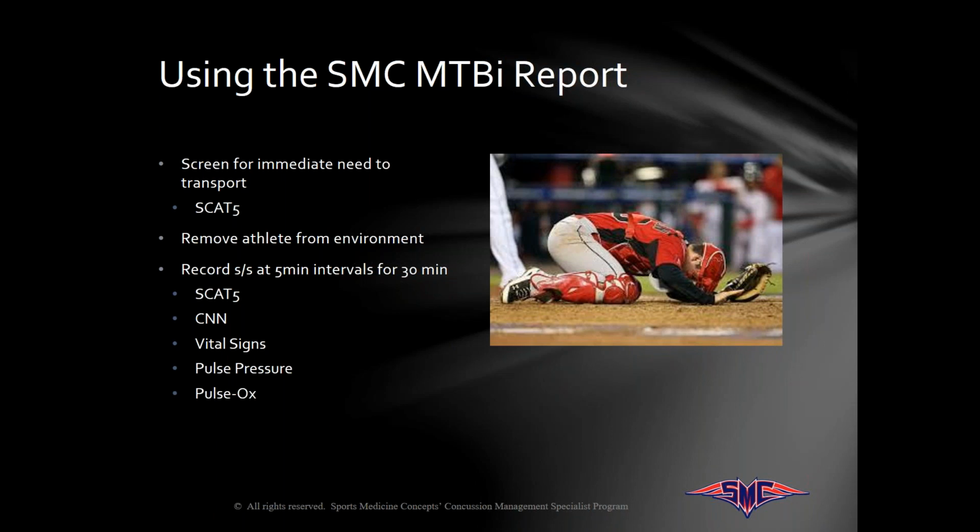Our traumatic brain injury report takes it one step further, and I'm going to show that to you. So we're going to implement the SCAT or clinical criteria for immediate need to transport the athlete versus it's safe to bring the athlete to the sideline for further evaluation. We're going to remove the athlete from the conflicting environment.